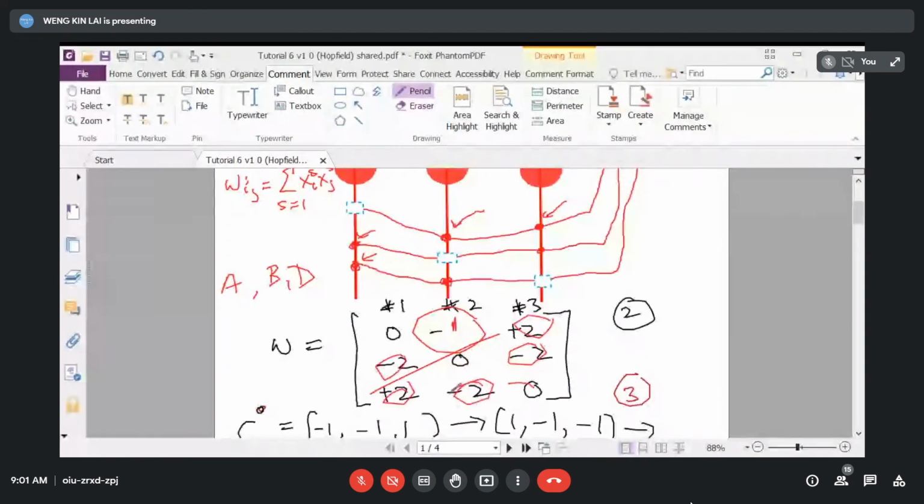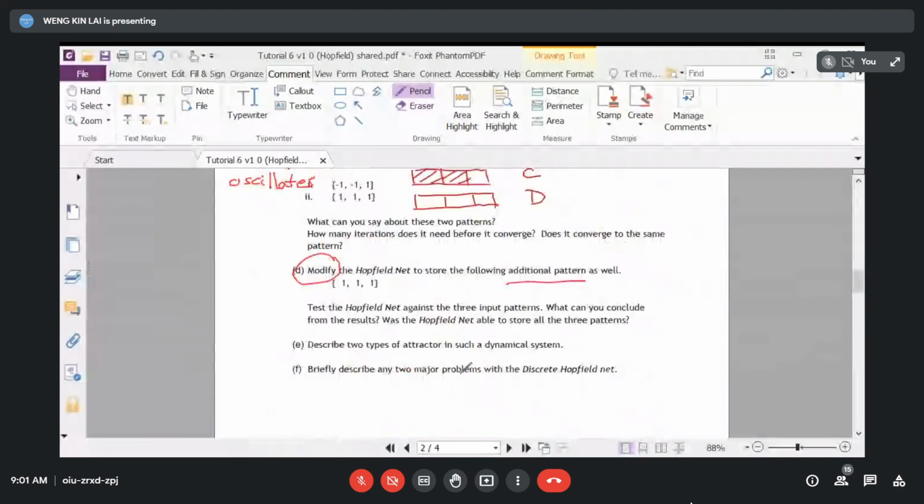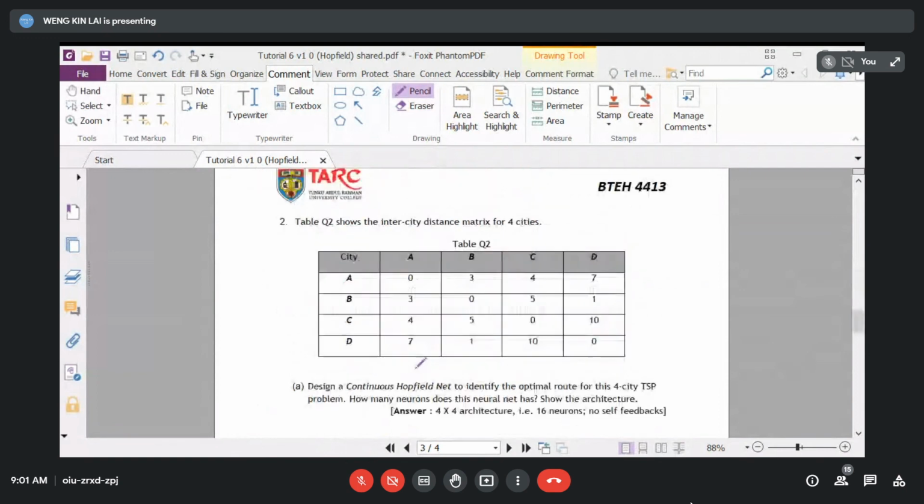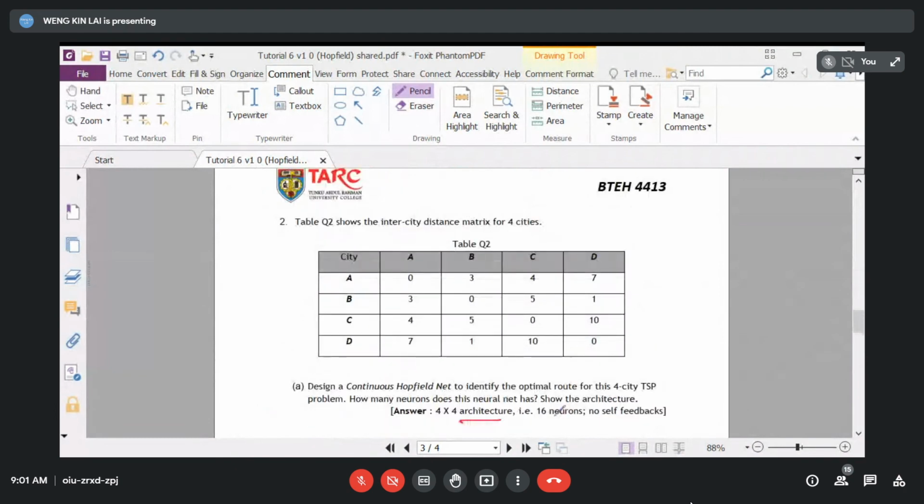Okay, so that's your part D here, right? So for parts E and F, you can get the answers from the lecture notes: the time attractors you have, and then what are the major problems of the discrete Hopfield-Net. Basically, it's a poor memory storage. You cannot remember too many things, right? Now, if I can quickly run through this, the answers are all given here, right? You can just try it out, right? So now no self-feedback.